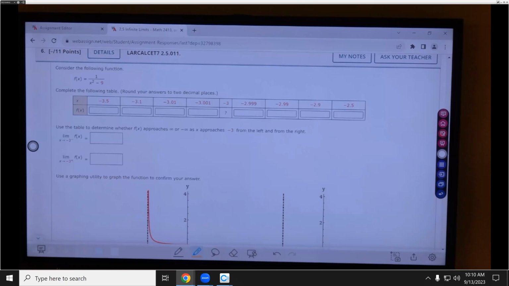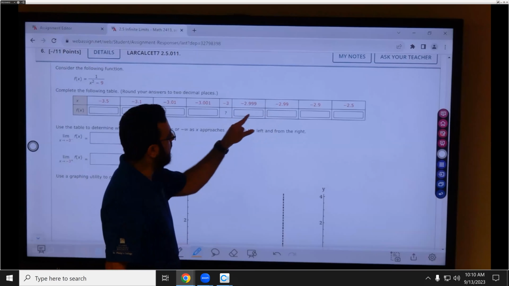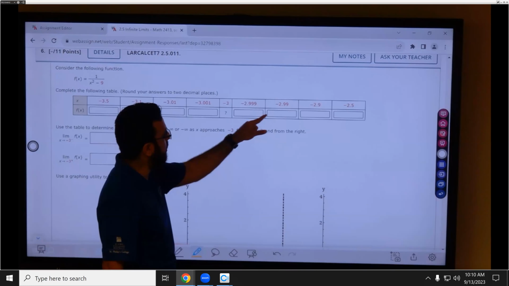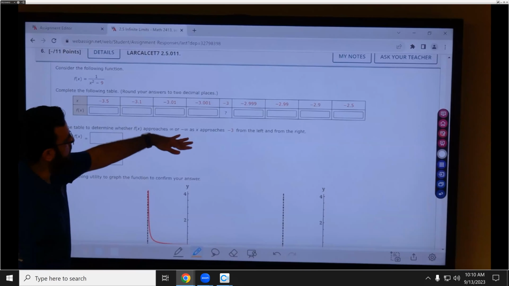Because it's a table, right? We need to figure out where the function is going. There's a graph. They ask you to choose the right graph. But when you plug in these two numbers in the function, check where the function is going. And plug in these two numbers, check where the function is going.